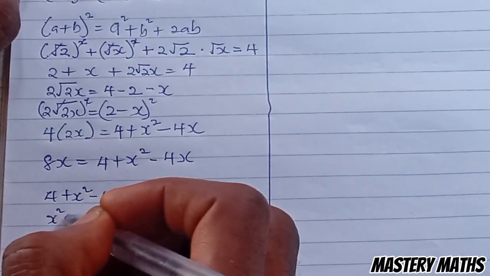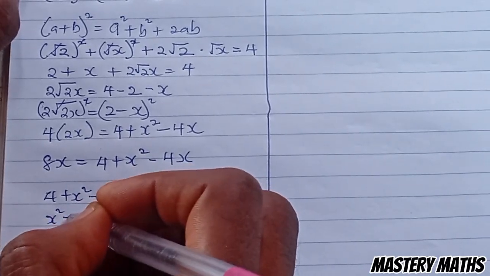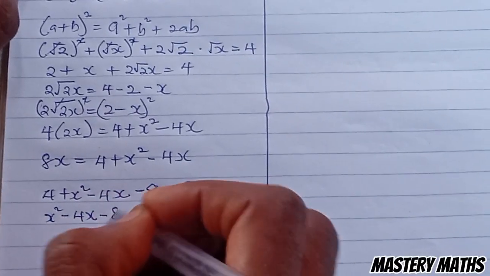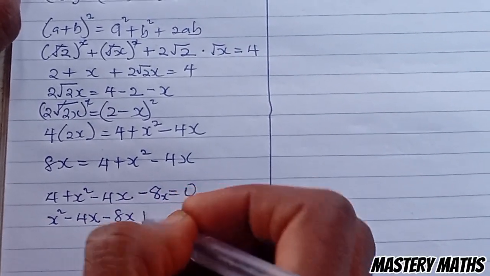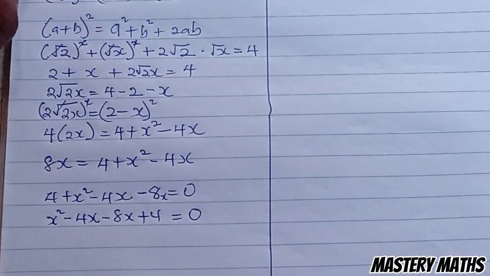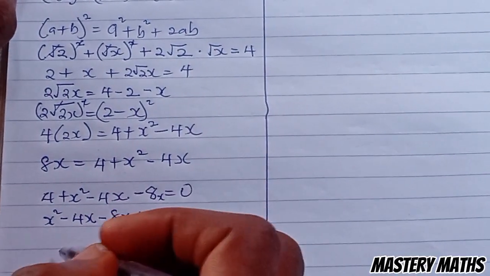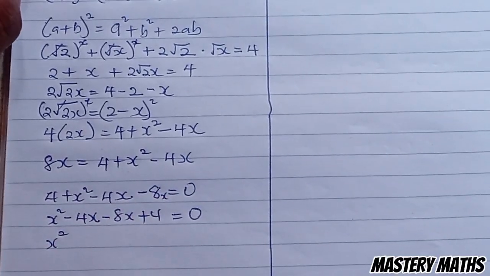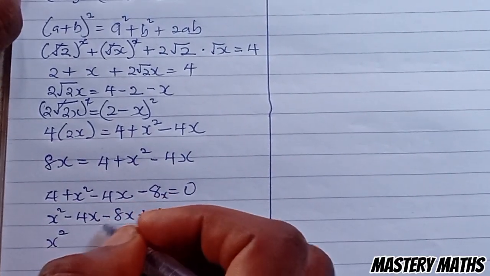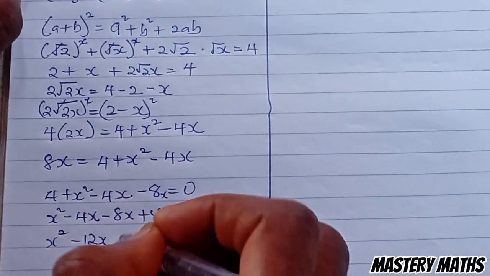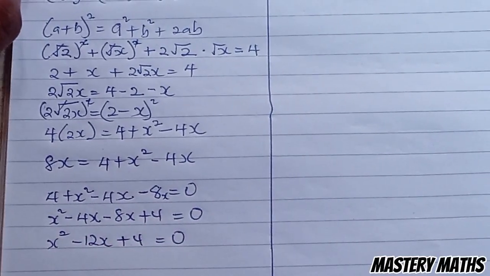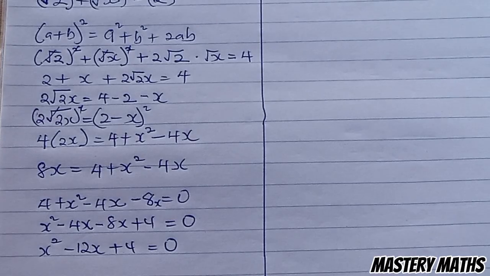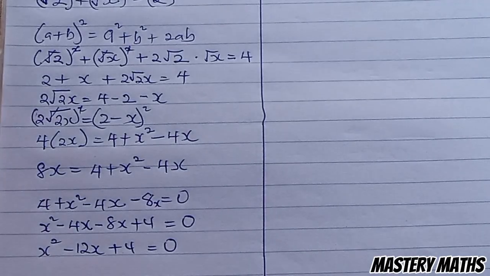It will be x squared minus 4x, minus 8x, then you have your plus 4 equal to 0. Proof we've done that. Then after this, what should be the next thing? We say x squared minus 4 minus 8x will give us minus 12x plus 4 equal to 0. Now, this brings us to quadratic equation. You see? This brings us to quadratic equation.